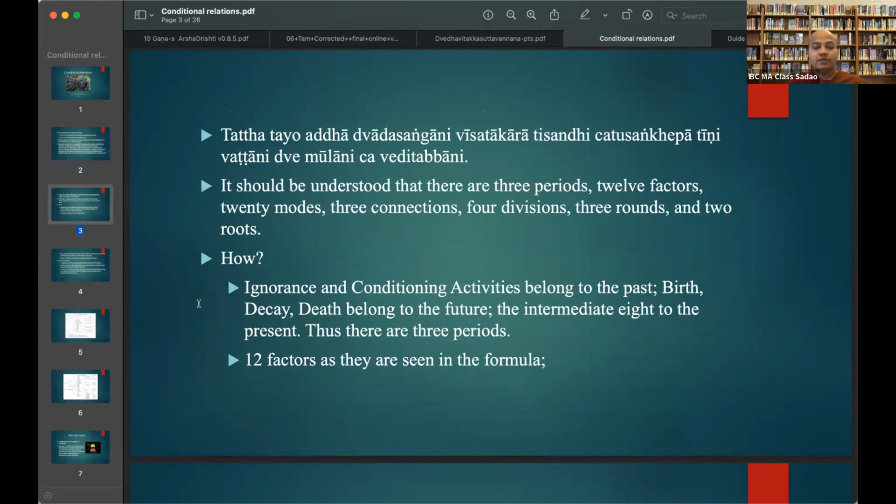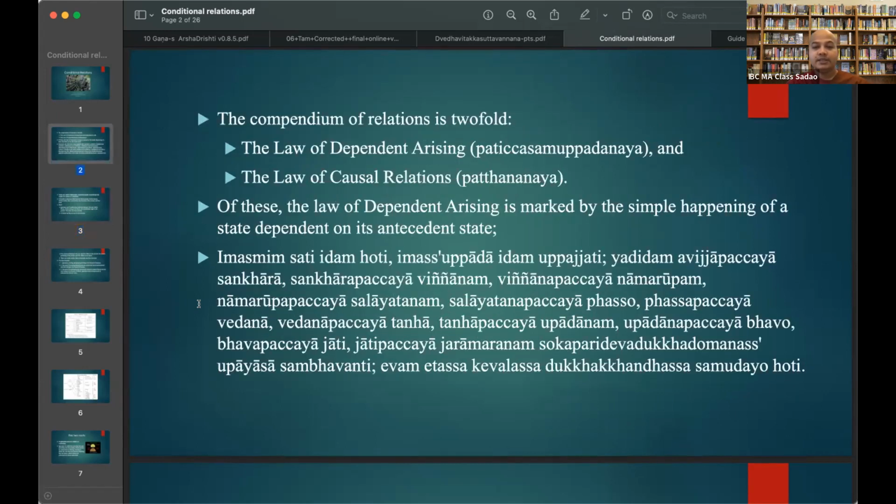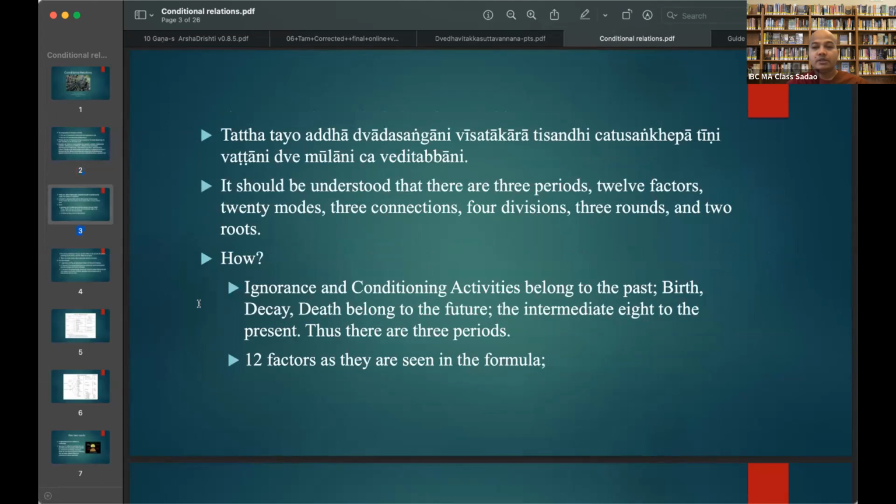And within this, the 12 links of paticcasamuppada, what is made clear, as you can see in the later exposition, is that it should be understood that there are 3 periods, 12 factors, 20 modes, 3 connections, 4 divisions, 3 rounds, and 2 roots. So it is said that this idea of paticcasamuppada, in terms of this antecedent state, the causal relationship, is such that cause is before and then there is effect. And even in the patiloma order, because there is no cause, therefore there is no effect. This theory in relation to the 12 nidanas should be understood with all these things: three periods, 12 factors, 20 modes, three connections, four divisions, three rounds and two roots.